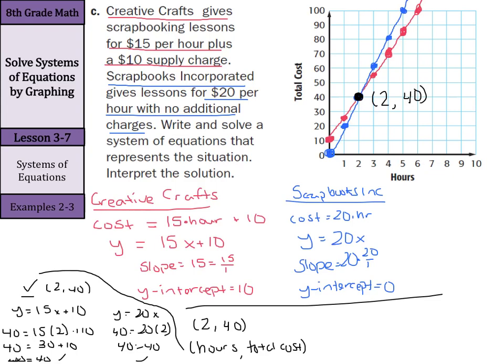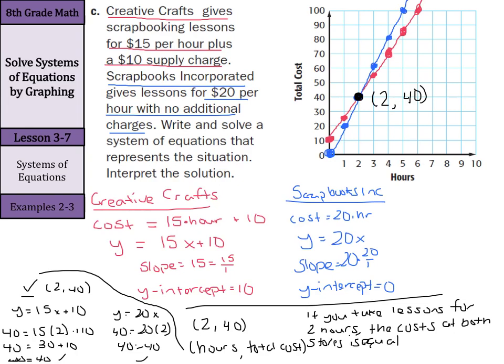So if we look here, we can say, if you take lessons for 2 hours, the costs at both stores is equal, which is at $40. So it takes 2 hours to get to the equal point.